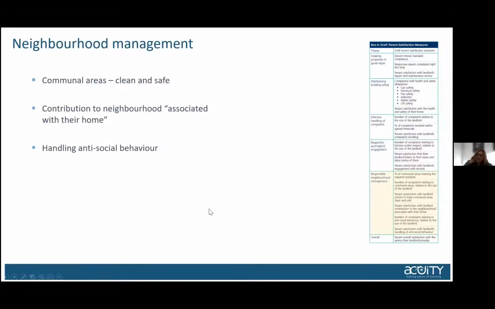And then neighbourhood management. I actually don't want to say a lot on this. I think they're very standard, very simple questions on all these, around communal areas: are they clean and safe?